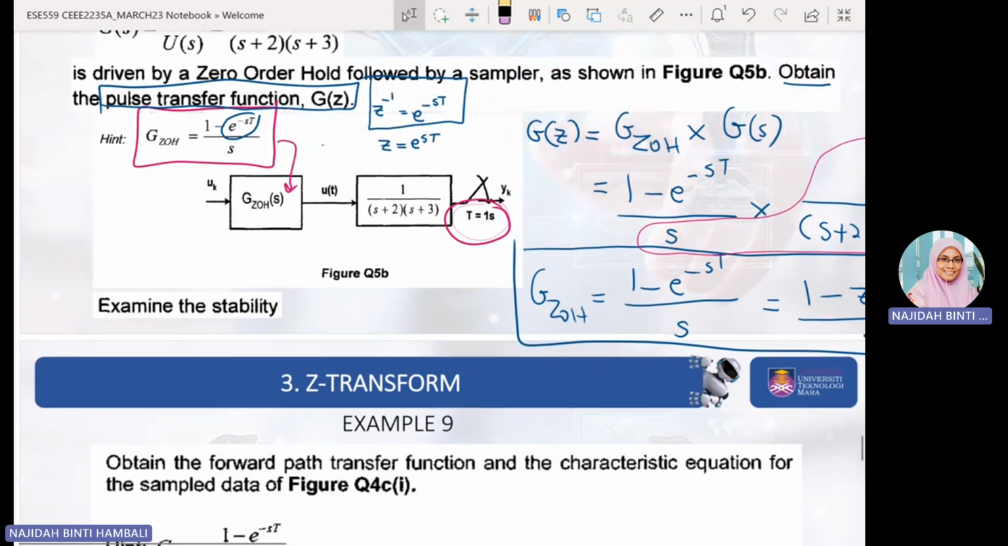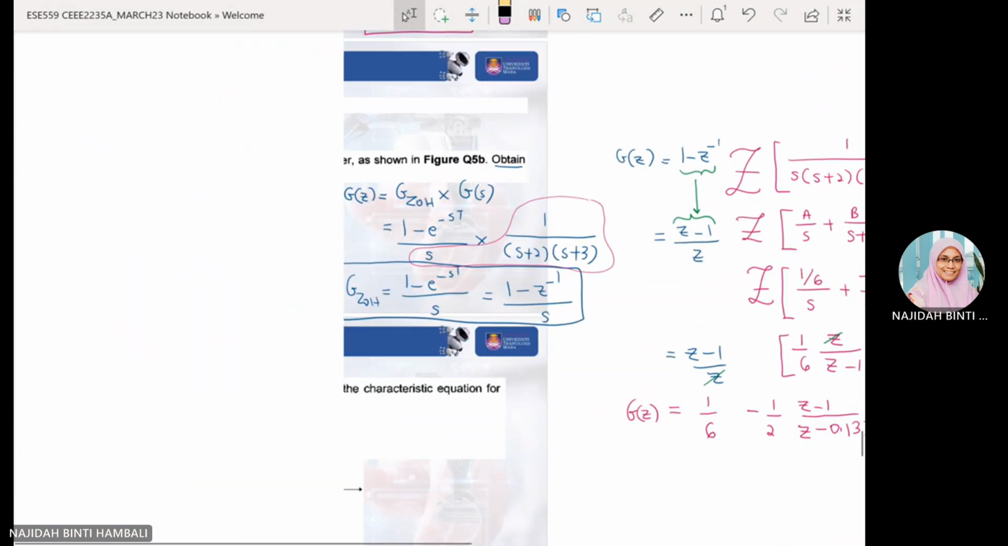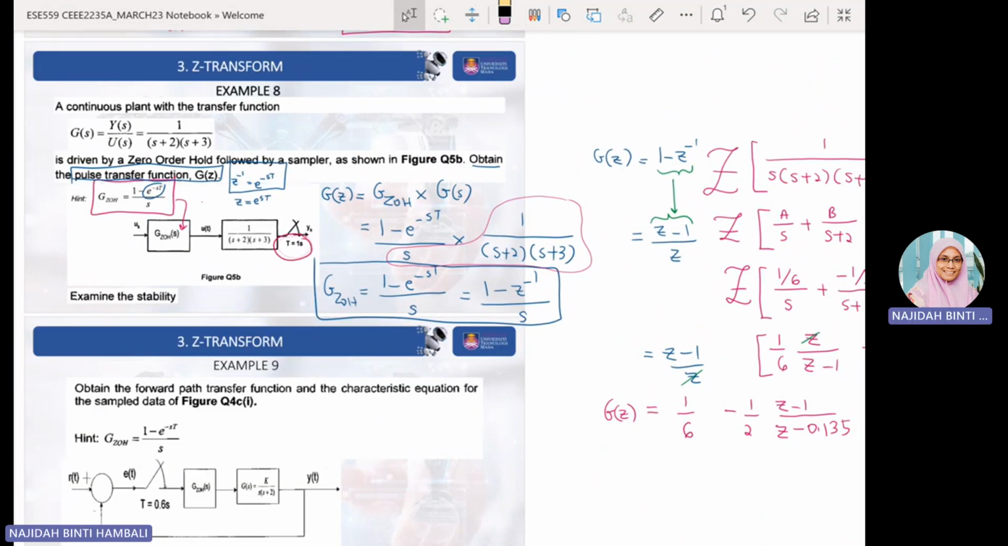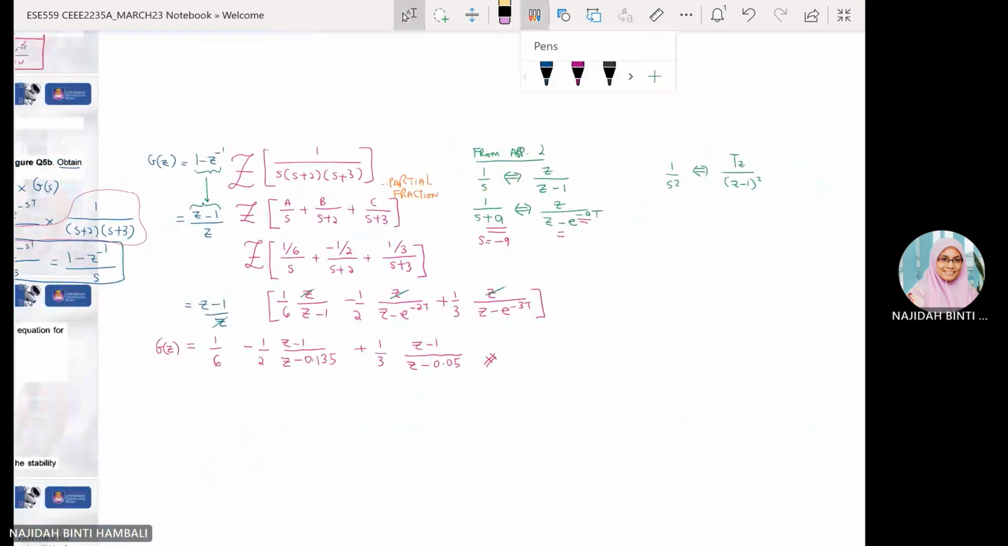Soalan seterusnya. Okay, let's try. Okay, untuk example ni, sebab dia ada examine the stability, so you kena determine next step. You kena determine 1 plus GZ. Okay. So, this one dah. Okay. Stability. One plus GZ.